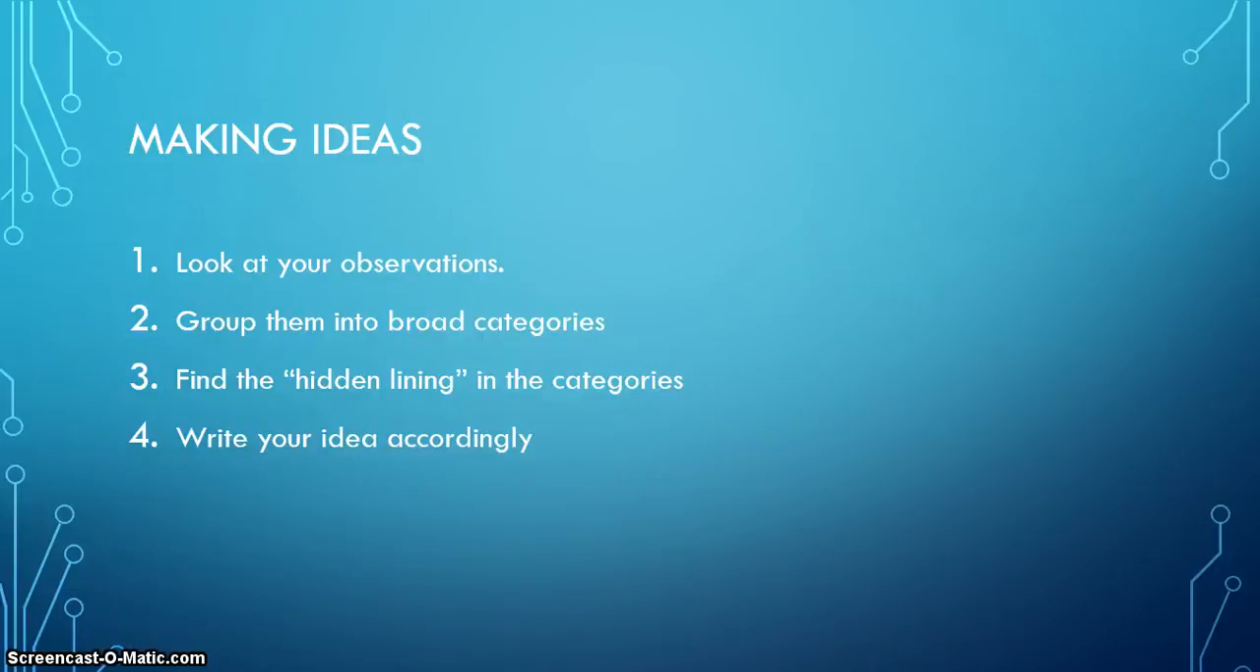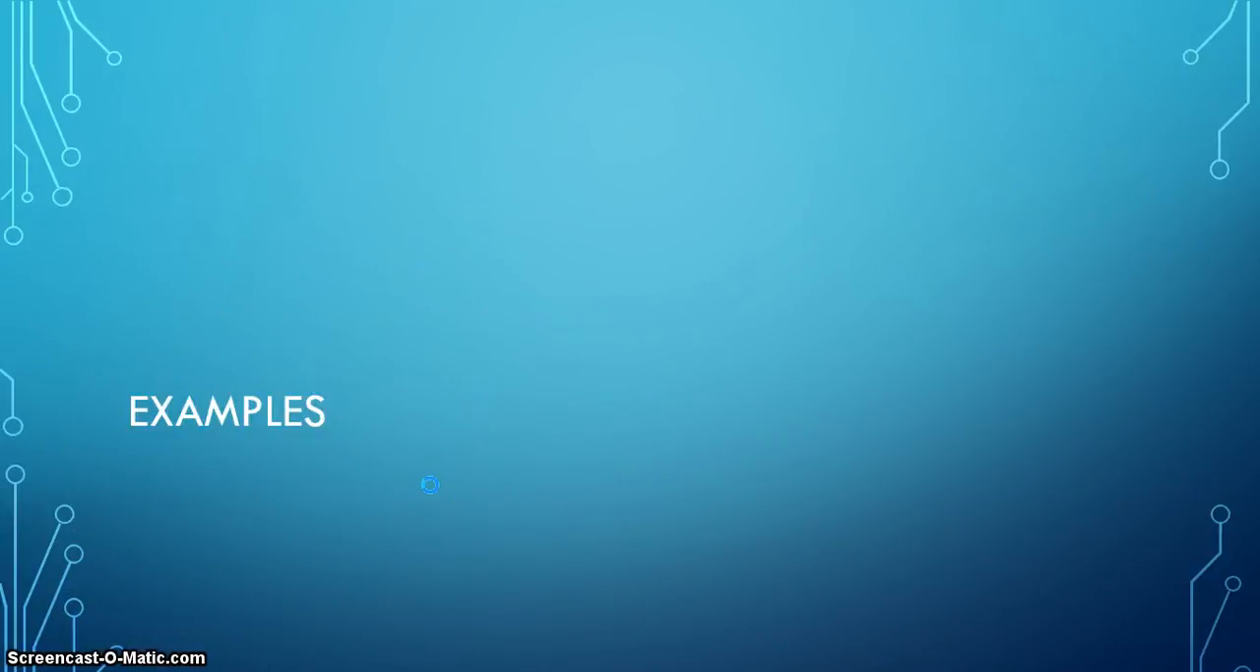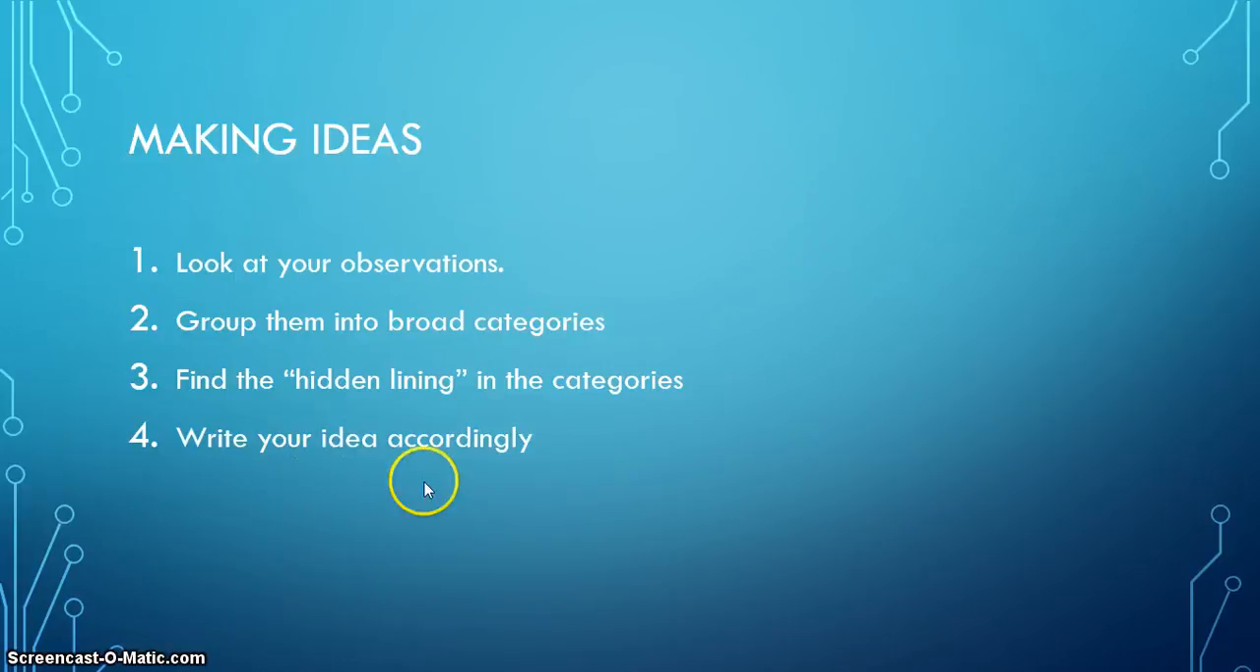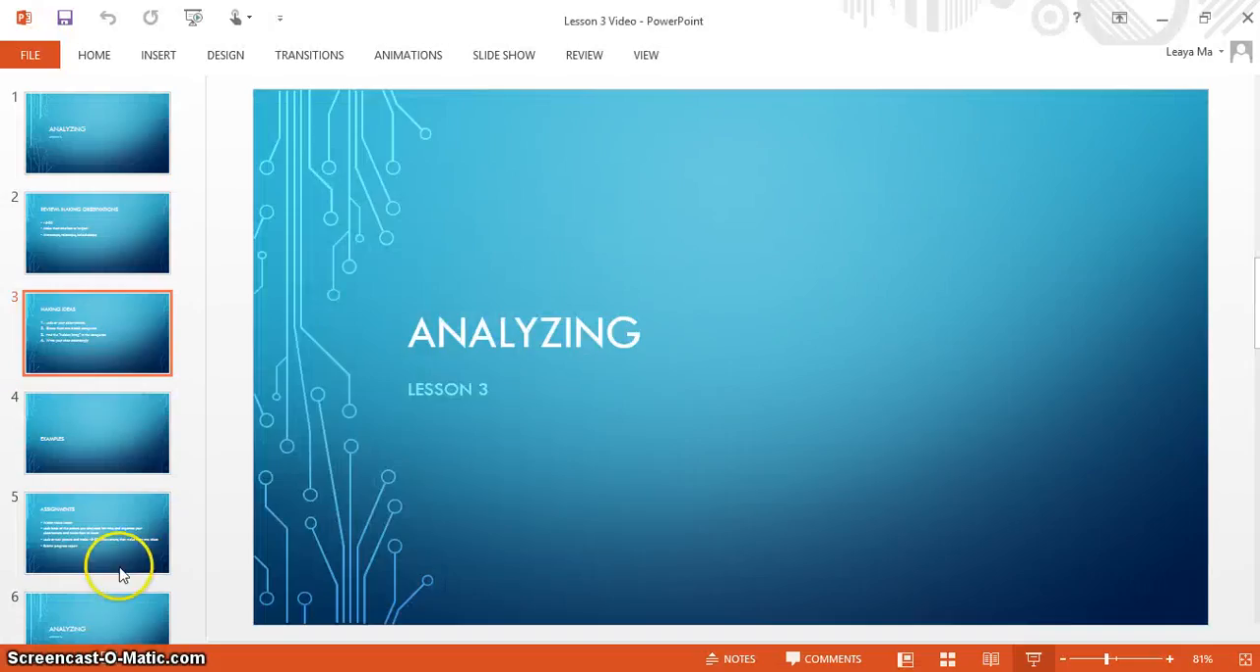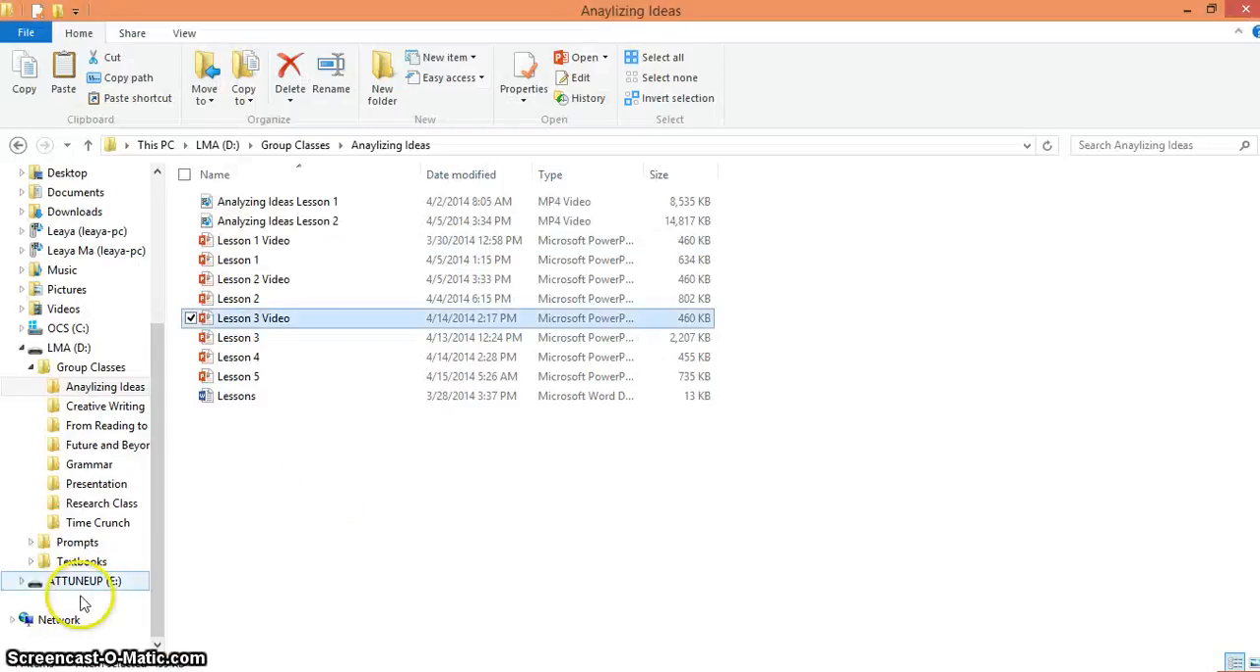So today we're going to be talking about making ideas. There are 4 steps that I've kind of brought everything into, and it's the easiest way that I've found out of my years and years of practice. So the first step is to look at your observations. You look at your observations and you categorize them. You make them easier. So I'm going to quickly demonstrate.